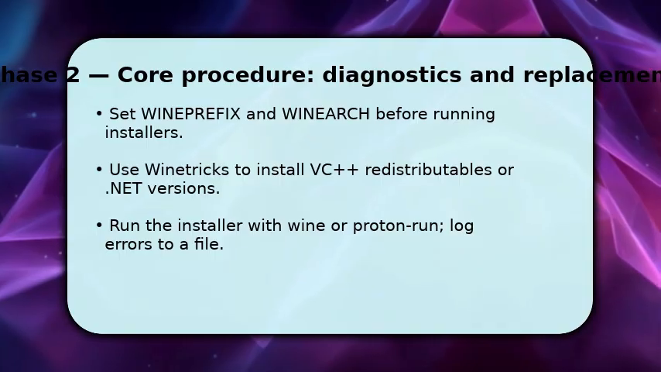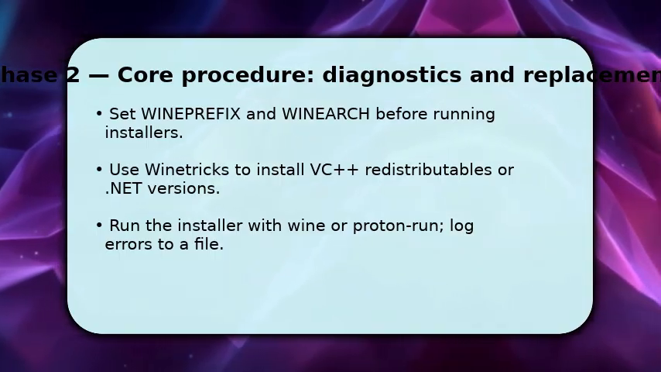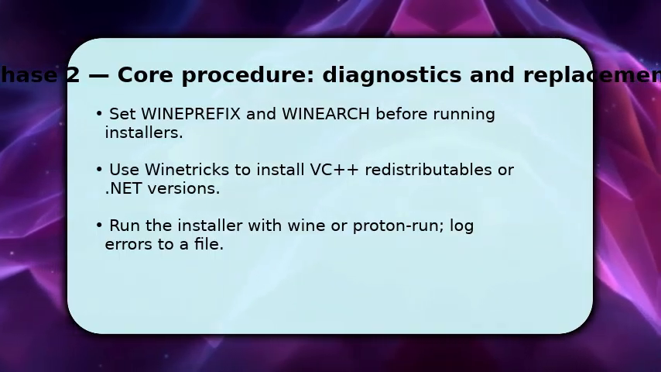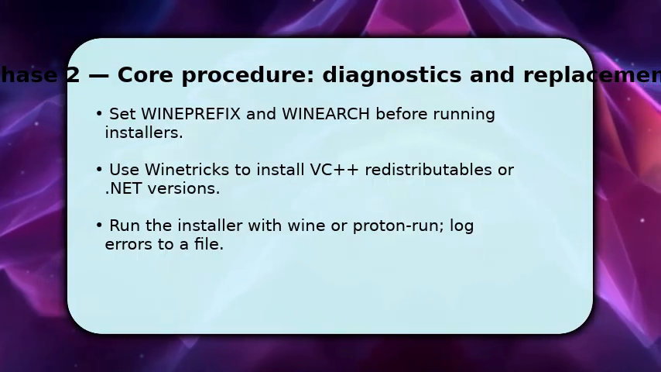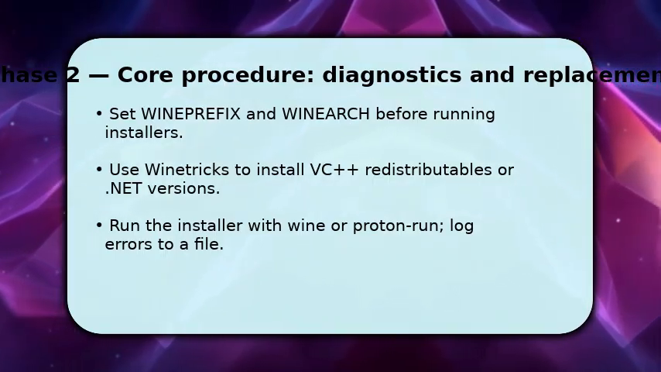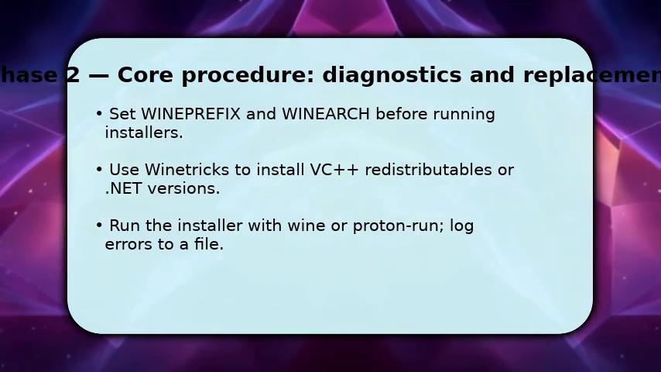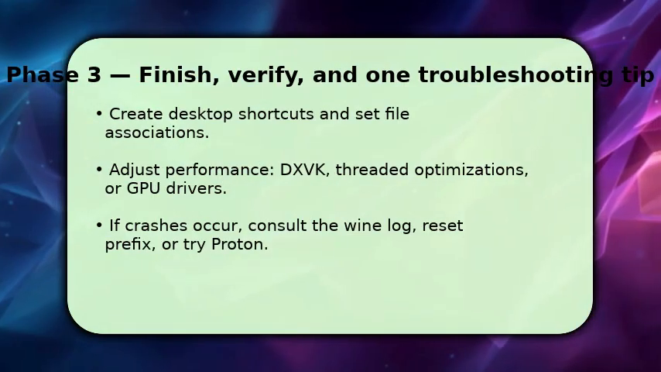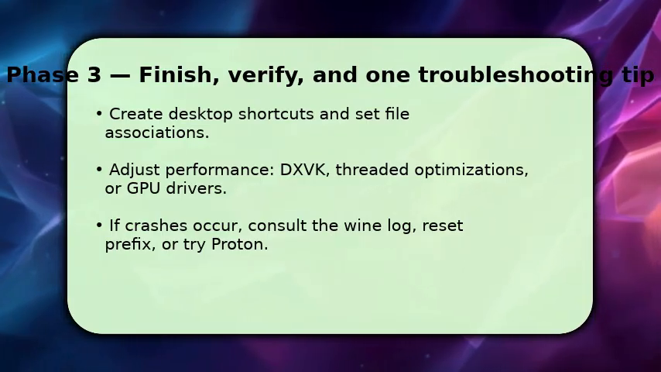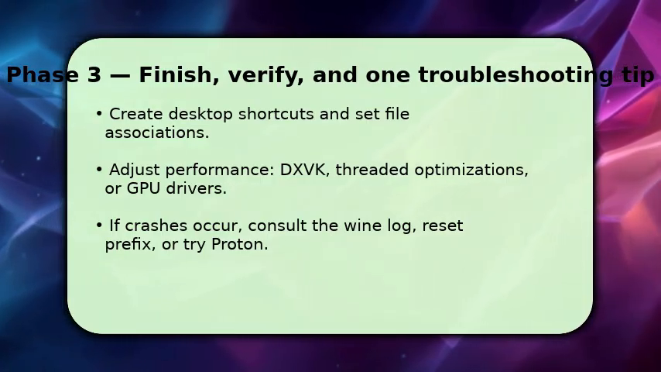Run the installer with Wine or Proton Run and capture logs so you can revisit failures. Make sure to test the app after install and adjust DLL overrides or DXVK settings if graphics or libraries misbehave. You finish by creating shortcuts and associating file types so the app integrates with your desktop.